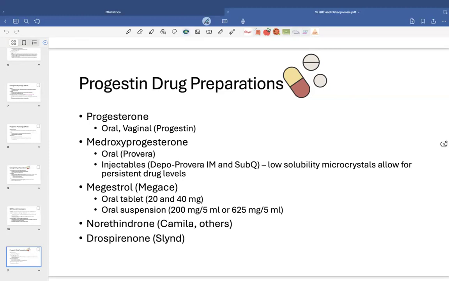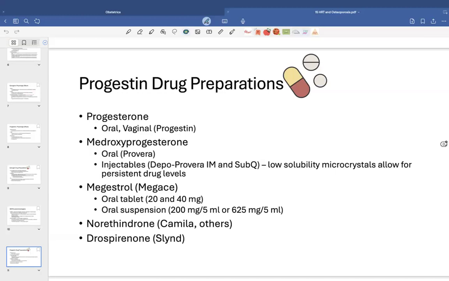Progesterone, norethindrone, and norgestrel are some of the other agents, with the latter two, norethindrone and norgestrel, being products formulated as POPs or mini pills, progestin-only pills for contraception. And again, just to remind you, those require strict compliance for optimal effect as a contraceptive.